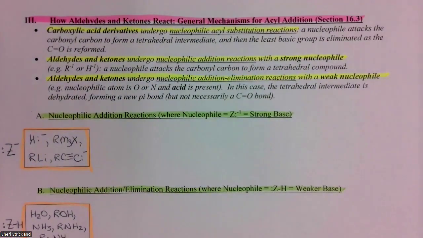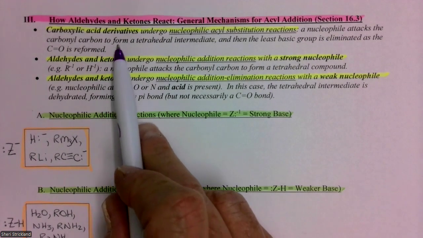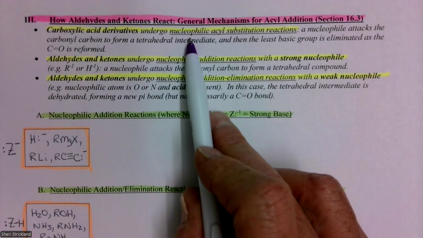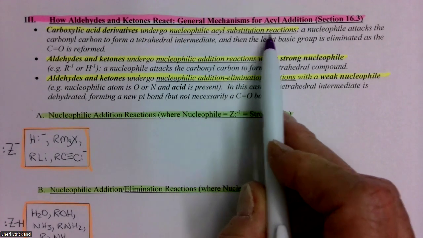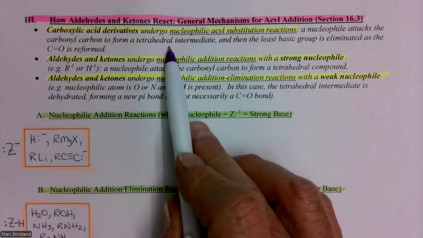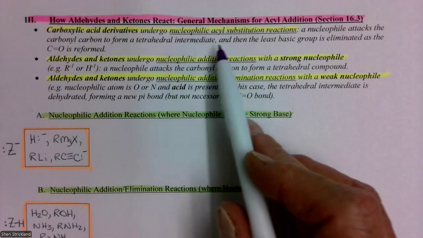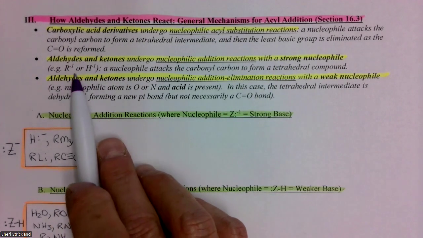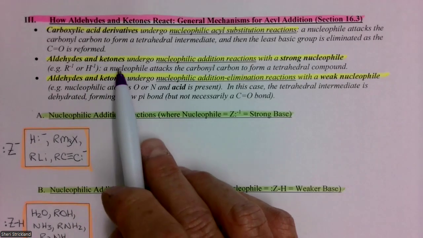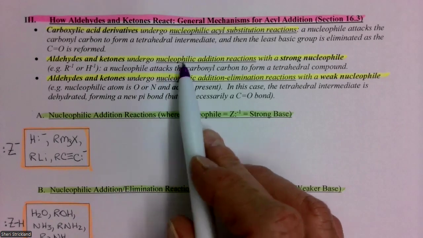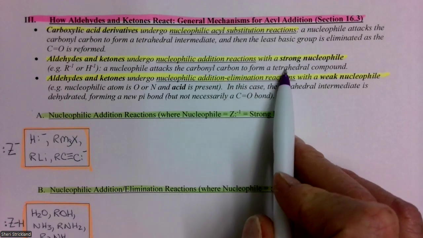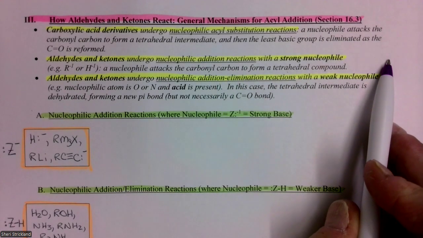So I wanted to briefly compare the kind of mechanisms that you'll see with aldehydes and ketones against what you have seen with carboxylic acids, because the carboxylic acid derivatives undergo a reaction that's called nucleophilic acyl substitution, where the nucleophile attacks the carbonyl carbon, forms a tetrahedral intermediate, or maybe two, and then the least basic group is eliminated as the carbon-oxygen double bond is reformed. Aldehydes and ketones are different. With strong nucleophiles, they undergo a reaction type called nucleophilic addition, where you form that tetrahedral intermediate, but then you get a protonation. You don't get the reforming of the carbon-oxygen double bond.